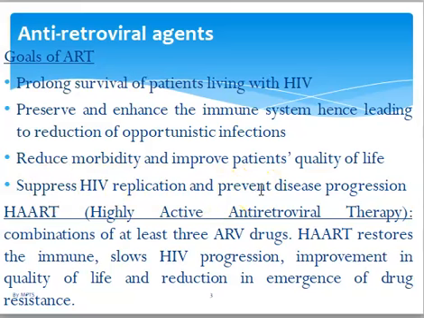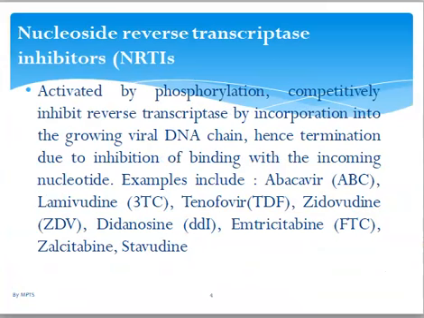Now, all this is achieved through HAART, the highly active antiretroviral therapy, which is a combination of at least 3 ARV drugs. HAART restores the immune system, slows HIV progression, improves the quality of life, and reduces emergence of resistance. Now, which are those ARVs that we use?